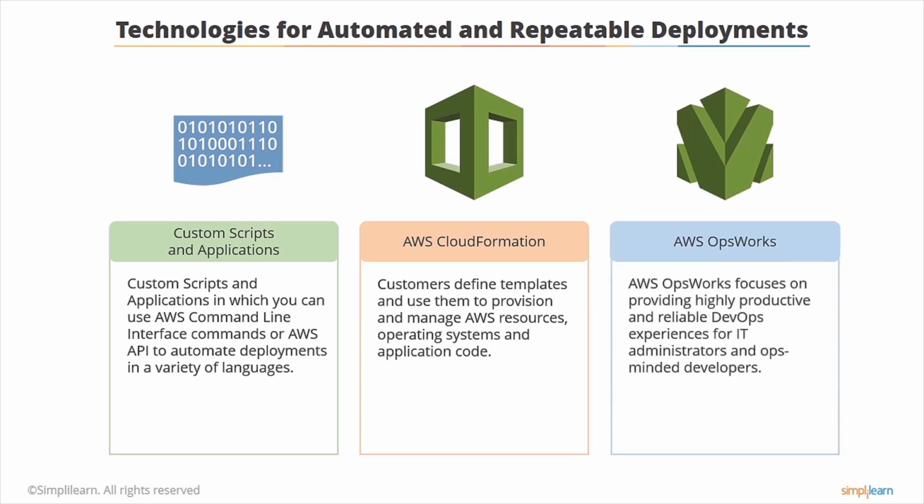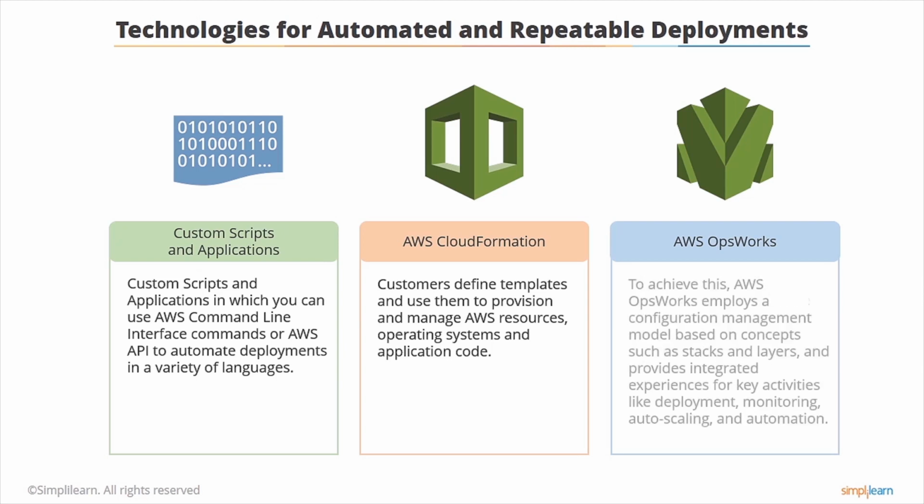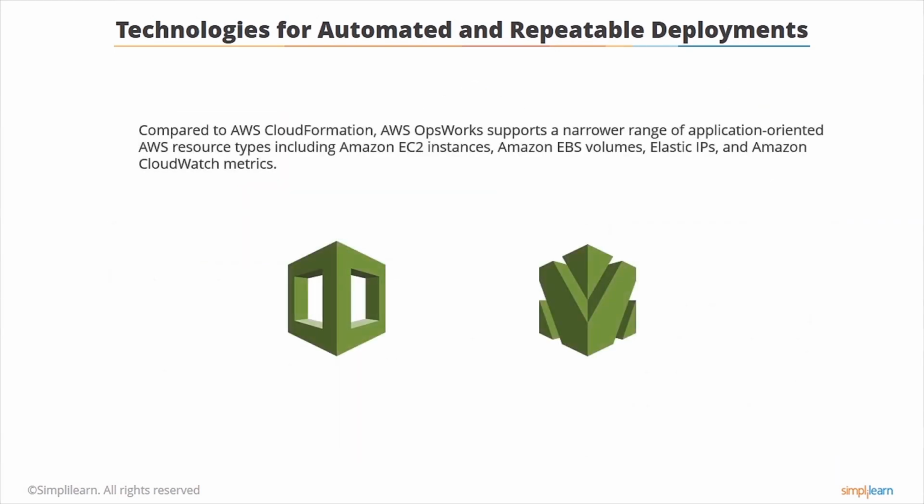AWS OpsWorks focuses on providing highly productive and reliable DevOps experiences for IT administrators and ops-minded developers. To achieve this, AWS OpsWorks employs a configuration management model based on concepts such as stacks and layers and provides integrated experiences for key activities like deployment, monitoring, autoscaling, and automation. Compared to AWS CloudFormation, AWS OpsWorks supports a narrower range of application-oriented AWS resource types, including Amazon EC2 instances, Amazon EBS volumes, Elastic IPs, and Amazon CloudWatch metrics.